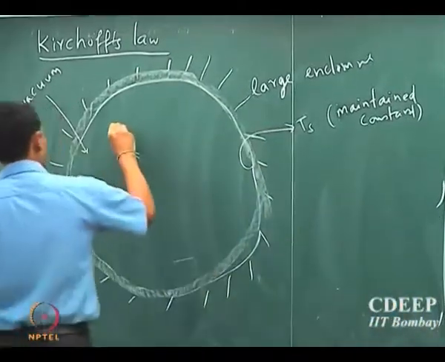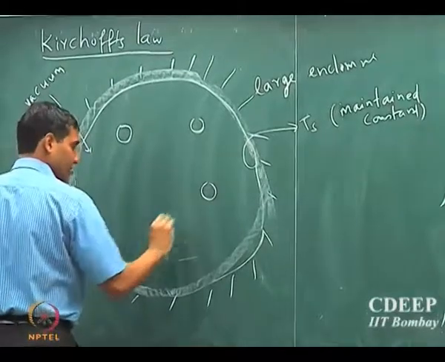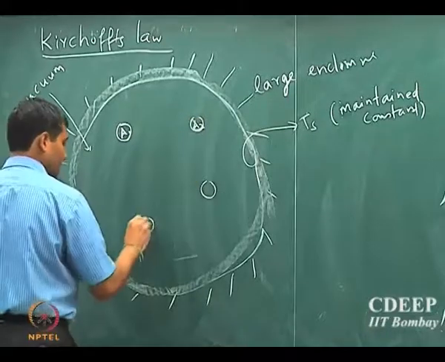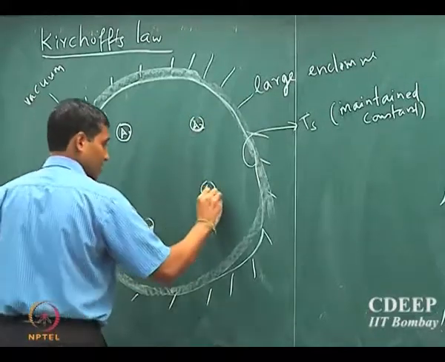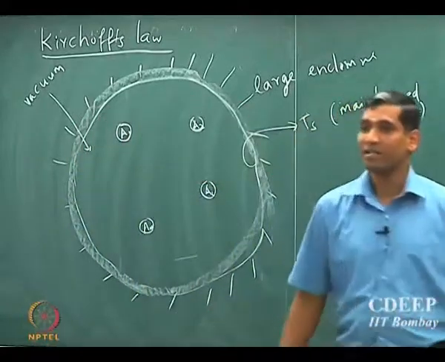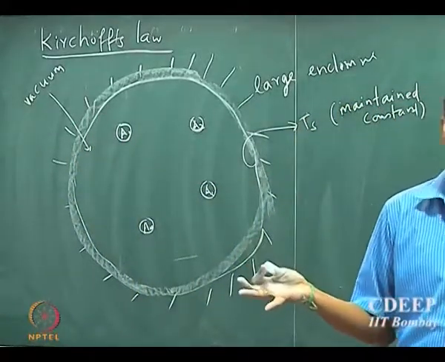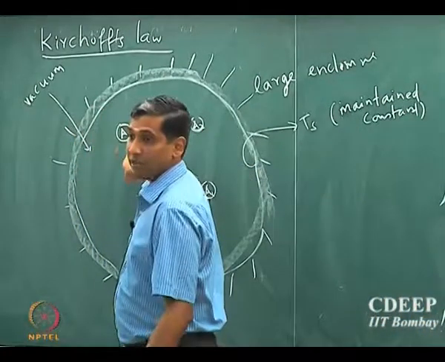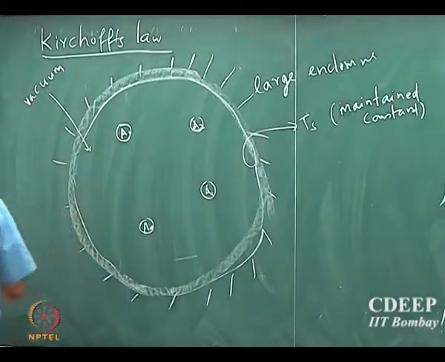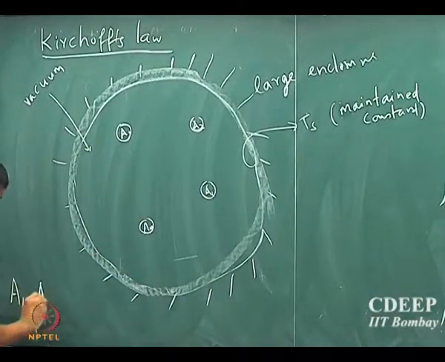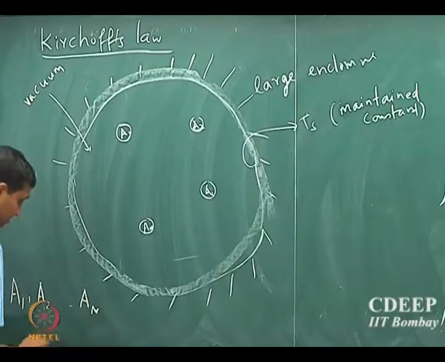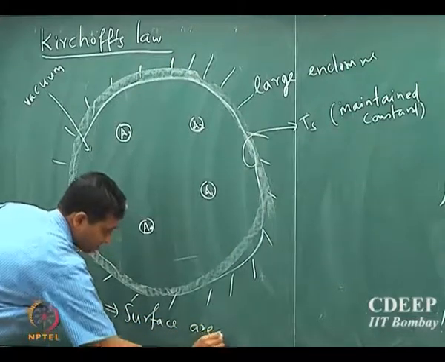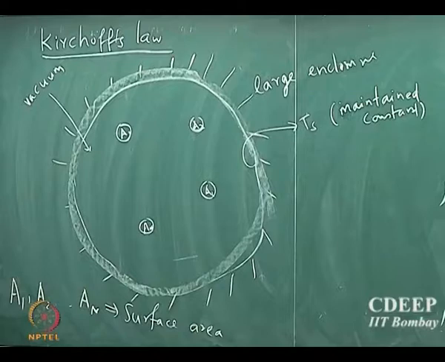Let us assume that there are, let's say, n objects which are suspended inside this large enclosure, and the surface area of each of these is A1, A2, and so on. These are the surface areas of the objects.